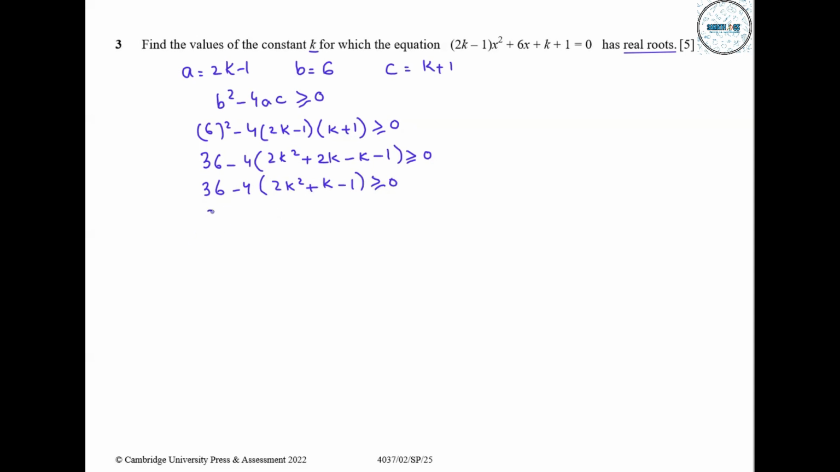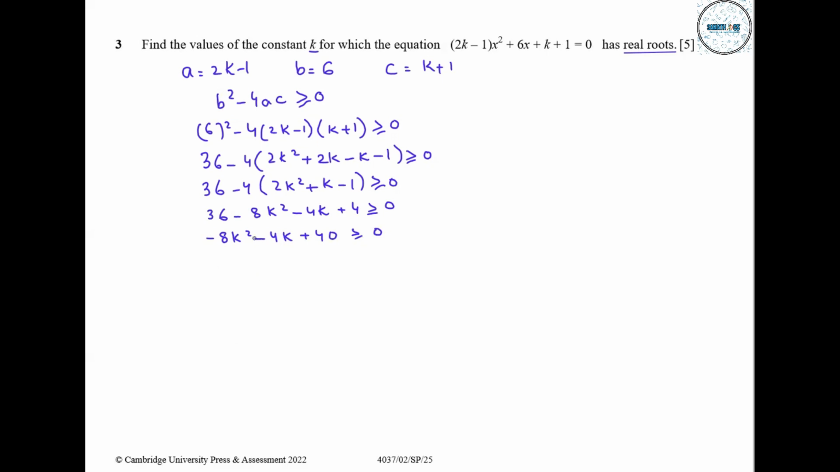Now we have here 36 minus 8k square. We are multiplying minus 4 by the bracket. Minus 4k plus 4 is greater than or equal to 0. Now we have minus 8k square minus 4k. 36 plus 4 is plus 40, is greater than or equal to 0.